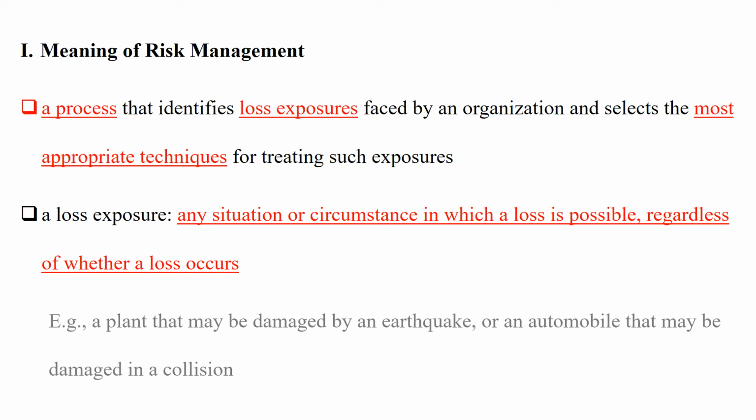For example, if you are a business owner, you have a plant. Your plant may be damaged by an earthquake or by a flood. This is a loss exposure. Or if you have a car, your car may be damaged in a collision. Similarly, if you have a house, your house may be damaged in a fire. In other words, if you own more, you have more loss exposures.